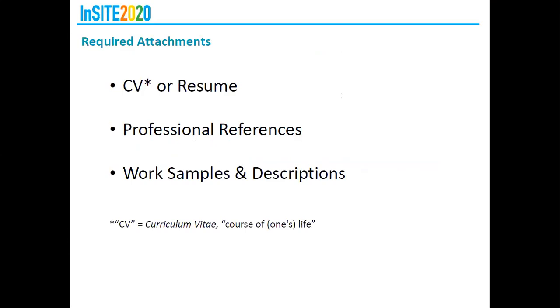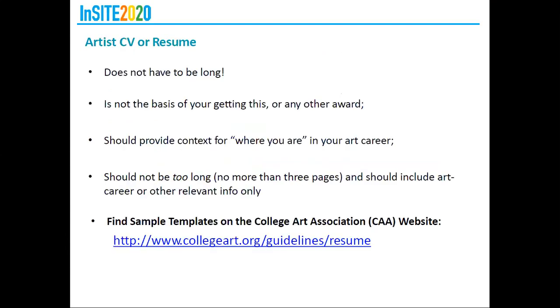The required attachments are a CV or resume, your three professional references, and then your work samples and descriptions. So we're going to talk about each of those three very quickly. Your artist CV or resume does not have to be long. Sometimes people get intimidated by seeing that as part of an application. It doesn't matter if you only have 2 or 3 things on your CV. It's really not the basis of your getting this or any other award. It is providing context for where you are in your art career, and that is it. It really is not going to determine whether you are in the running or not.